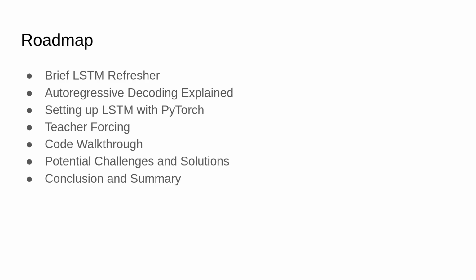So, what exactly are we going to cover today? Well, here's the roadmap. First of all, we'll start with a brief LSTM refresher, where we'll take a quick recap of what LSTMs are and why they're so powerful for sequence data. Then we move on to autoregressive decoding, where we'll break down what autoregressive decoding is and why it's crucial for generating sequences. Next, setting up the LSTM in PyTorch. We'll build our LSTM model from scratch using PyTorch. Fourth, no teacher forcing training. We'll tackle the challenge of training the LSTM without relying on teacher forcing.